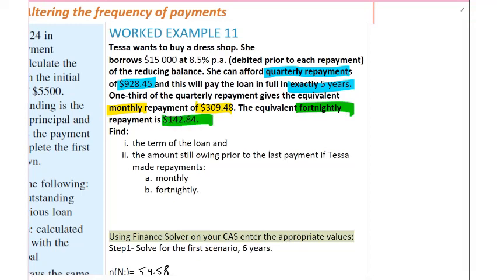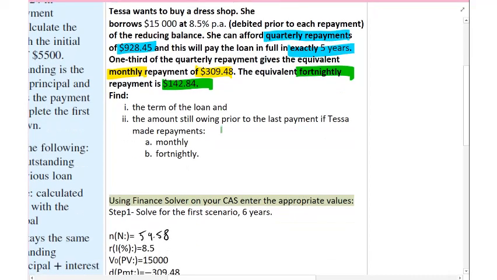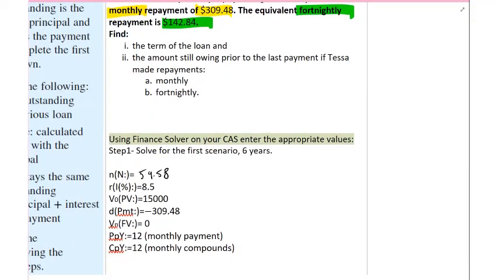Okay, so what we're looking at is two parts. One is to find the term of the loan. So how many months will it still go for? But what is that last payment? Because that last payment might be slightly different. So let's have a look.